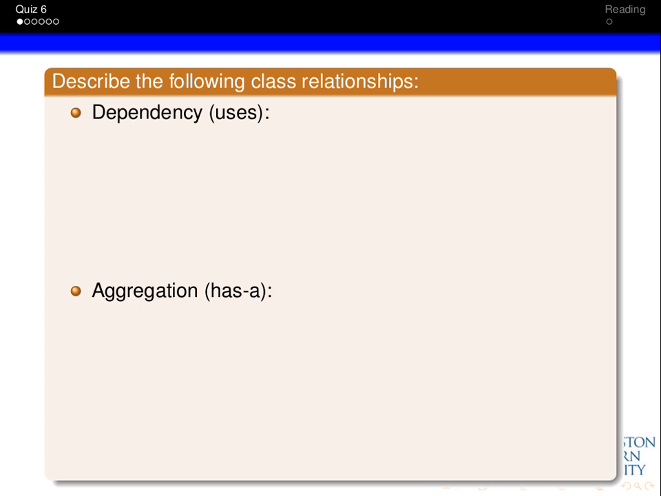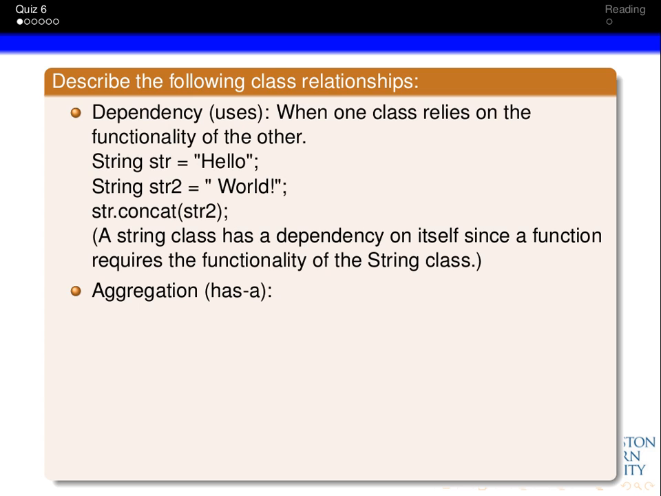It doesn't use the attributes of the class. It's more like it uses the class itself. So the other class is required for this class to exist. For example, when one class relies on the functionality of another. Oh, that's perfect. So right here, a string class has a dependency on itself, which is actually completely legitimate. You have two strings, and in order to call the concatenation function, it needs to be passed a string. So it uses a string in order to fulfill its functionality.